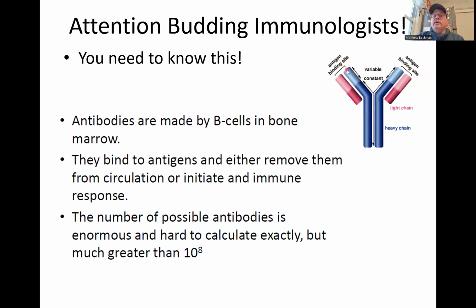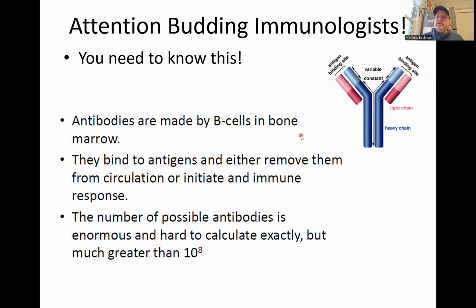And so there's this structure to it. It kind of looks like a Y. It's composed of 4 different polypeptides, 2 heavy chains, the blue things, and 2 light chains, the red-pink things. And those are each coded for by genes. There are 5 different types of major antibodies in humans. You'll learn about that in immunology. We're just going to look at them generally here. And they're made by B cells in our bone marrow. Okay, so they bind to antigens.